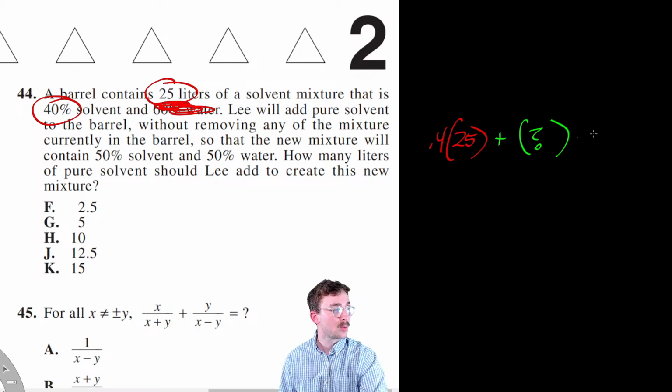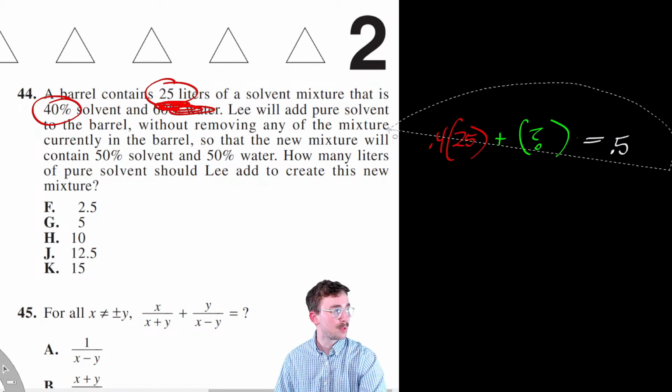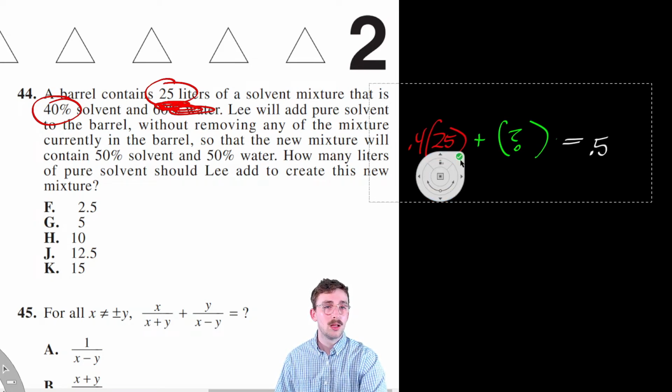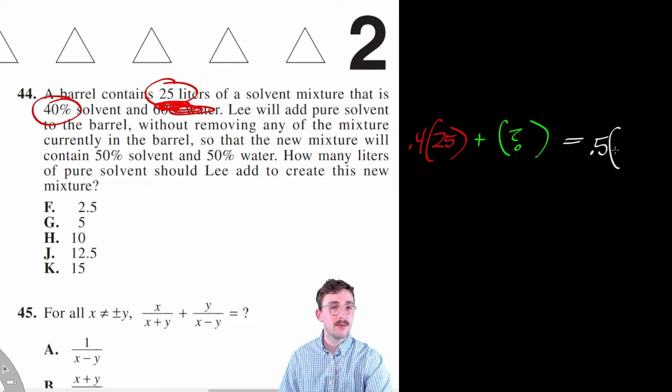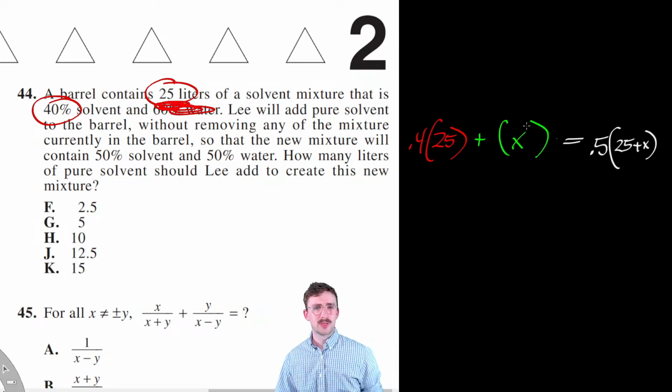And that total amount is going to equal 0.5, that's the 50% solvent, of, and I'm running out of room here, so give me a second, this is just my bad planning. That's going to equal 0.5 of 25 plus x. And again, that x, I put a question mark here. That's just me being silly, but let me just read over this one more time.